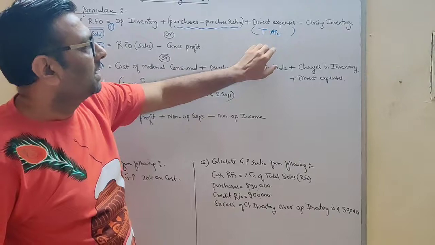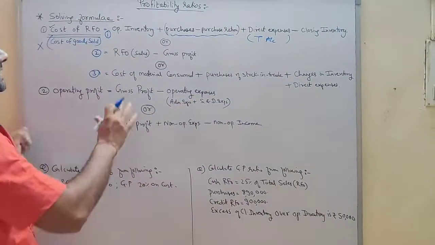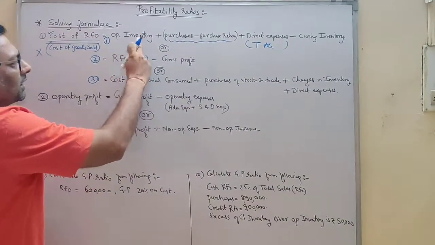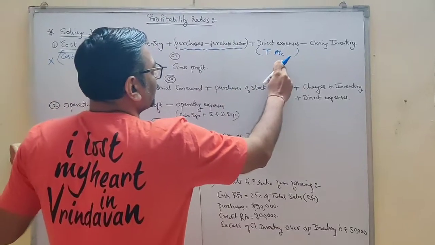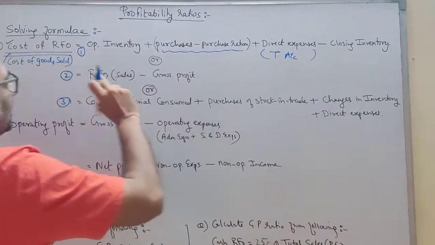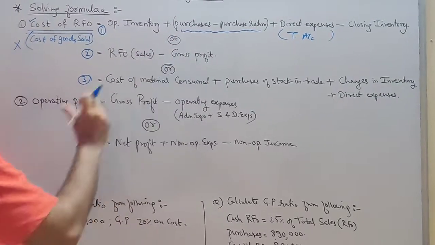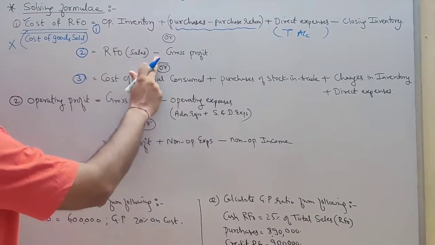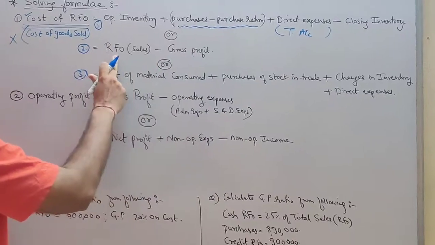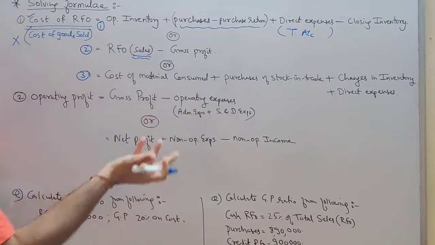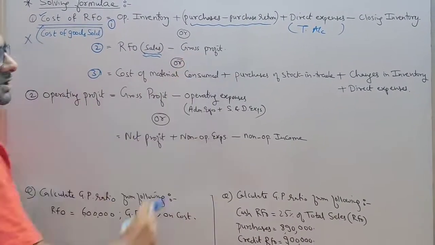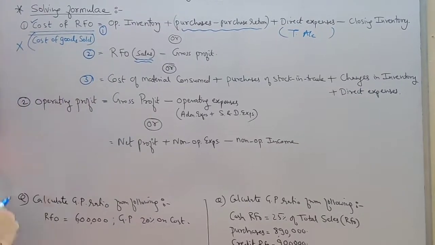Am I clear with this? Minus closing stock. So it's a very simple formula. Opening stock plus purchase plus direct expense minus closing stock will give you cost of RFO. Or a very small formula, RFO minus gross profit. What is RFO, students? It's nothing but sales only. So sales minus gross profit will give you cost of RFO.